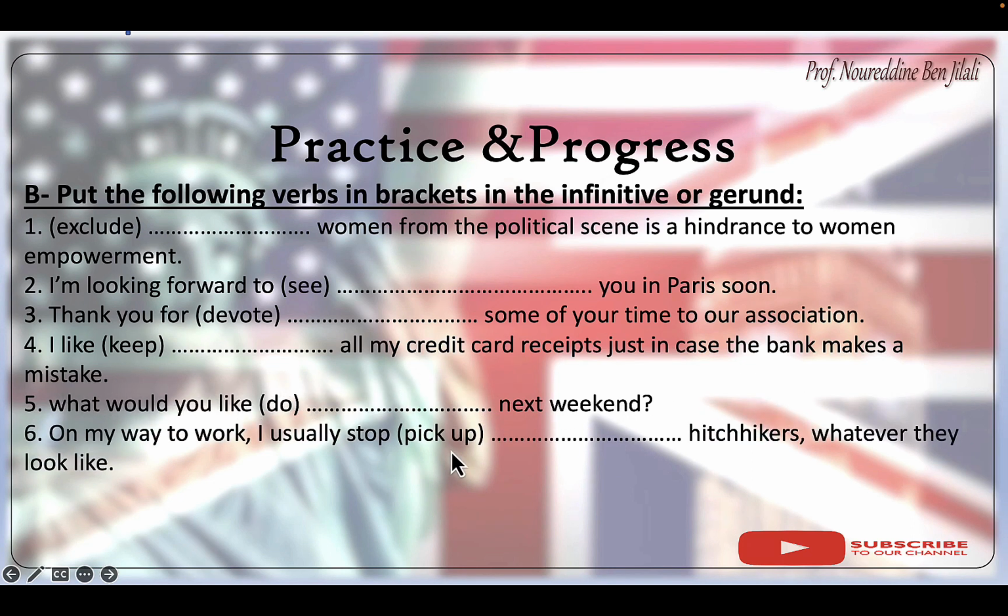Number 6. On my way to work, I usually stop, pick up hitchhikers, whatever they look like. So stop here is a verb that accepts both gerund and infinitive with to, but here we stop for a certain purpose. So the correct choice here is an infinitive with to. I usually stop to pick up hitchhikers, whatever they look like.